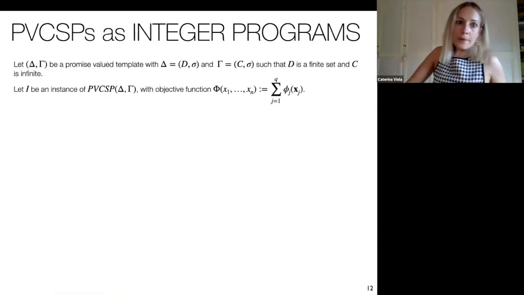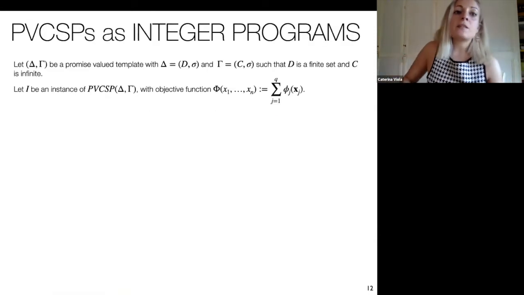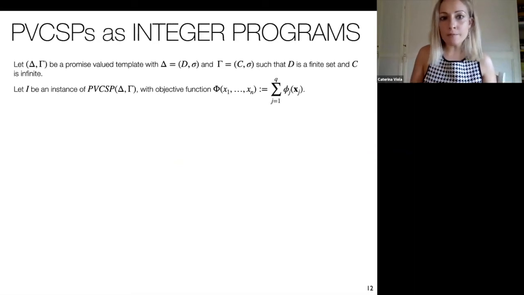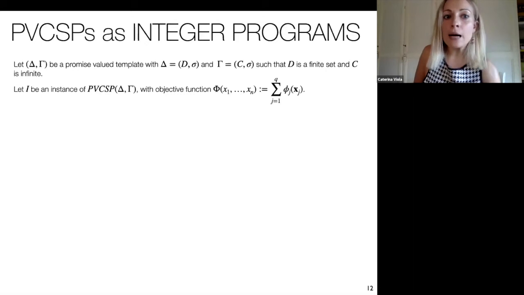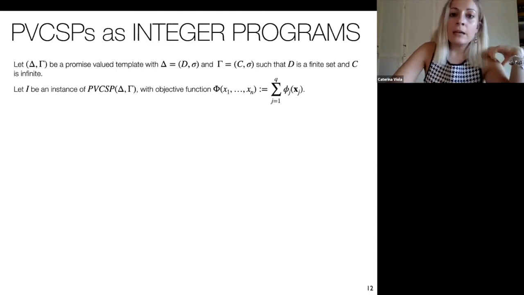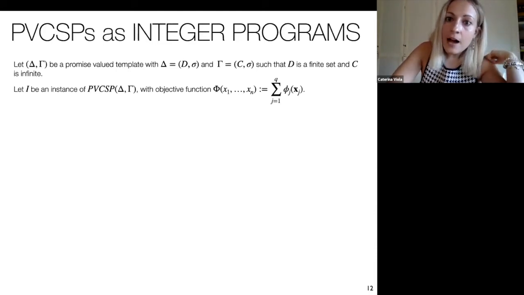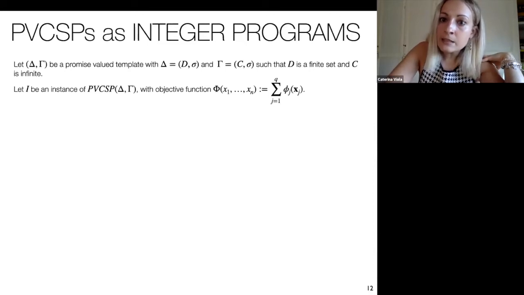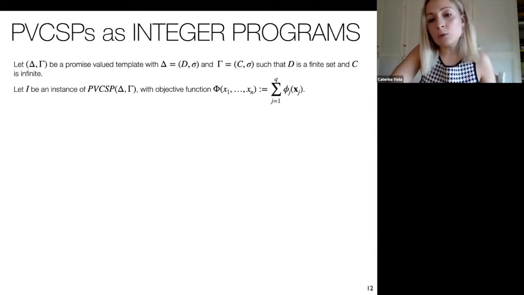Okay, let us go back to our PVCSPs. Our setting is the following. We have a promise valued template (delta, gamma), and we assume that the domain D of delta is a finite set, while the domain C of gamma is an infinite one. Consider an instance I of PVCSP(delta, gamma) with objective function capital phi given by this finite sum of phi_j applied to the tuple of variables x_j.